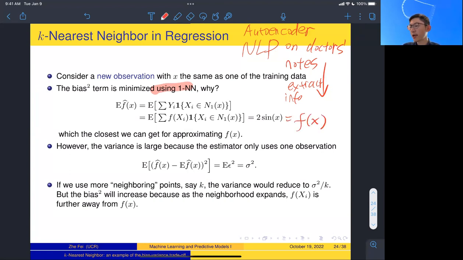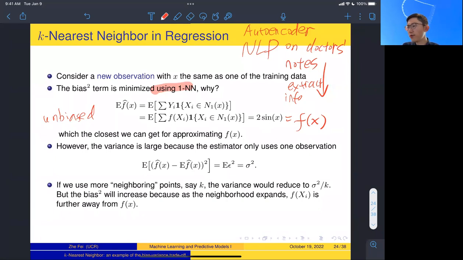We know that 2 sine of x is the true relationship f, the target. So in other words, it is unbiased. So we learn that 1 nearest neighbor gives us unbiased results.